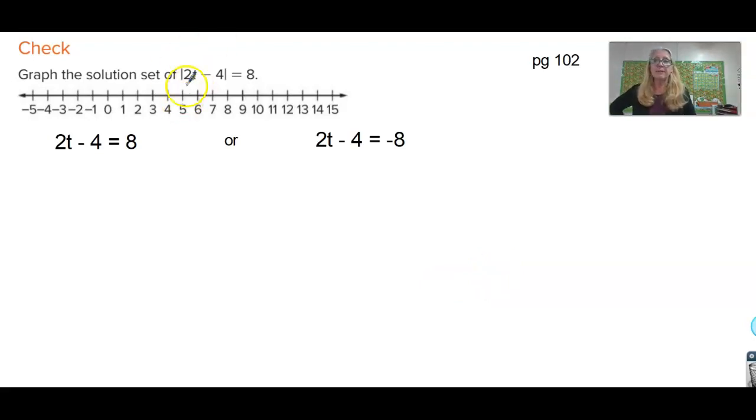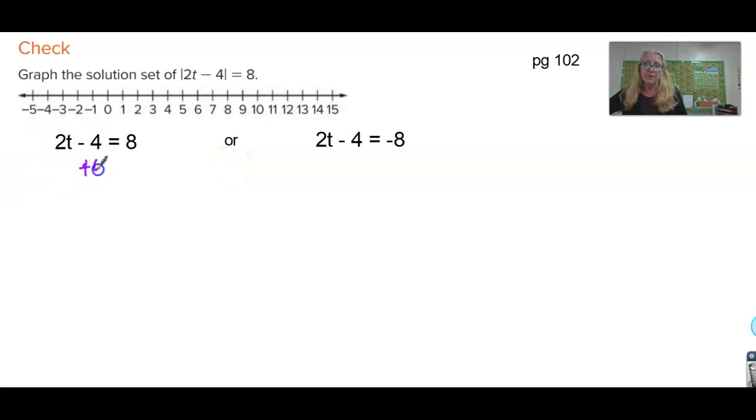Okay, so here's the problem they've given us. The absolute value of 2t minus 4 is 8. There's two possibilities, though. There's a possibility that when we solved 2t minus 4, we got 8. That's this one. But there's also the possibility that 2t minus 4 was really equal to negative 8, and the absolute value signs just changed it. All right, so we have to get two solutions here, the positive and the negative solution.